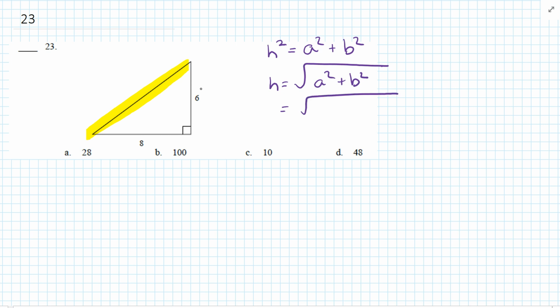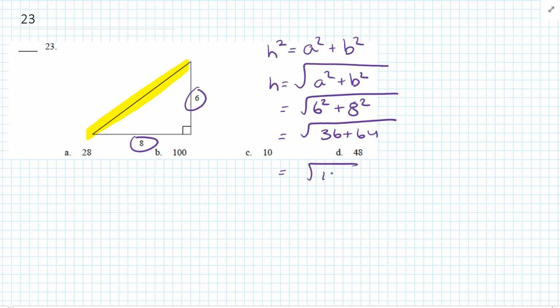So what is our a squared value? Make it 6. So 6 squared. What's our b value? 8. 8 squared. So it's going to be the square root of 36 plus 64, which would be the square root of 100. And the square root of 100 is 10. Answer C.